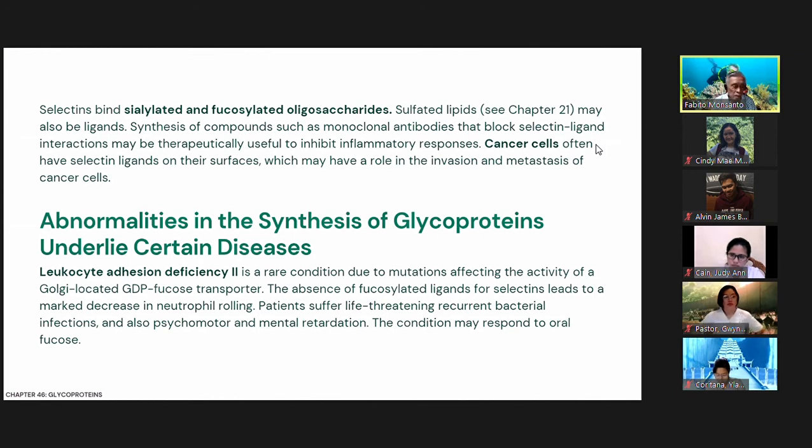Now, cancer cells have selectin ligands, or a portion of the molecule that can bind to the surface, which explains the role in invasion and metastasis of cancer cells, because they can bind to the cells. Okay.